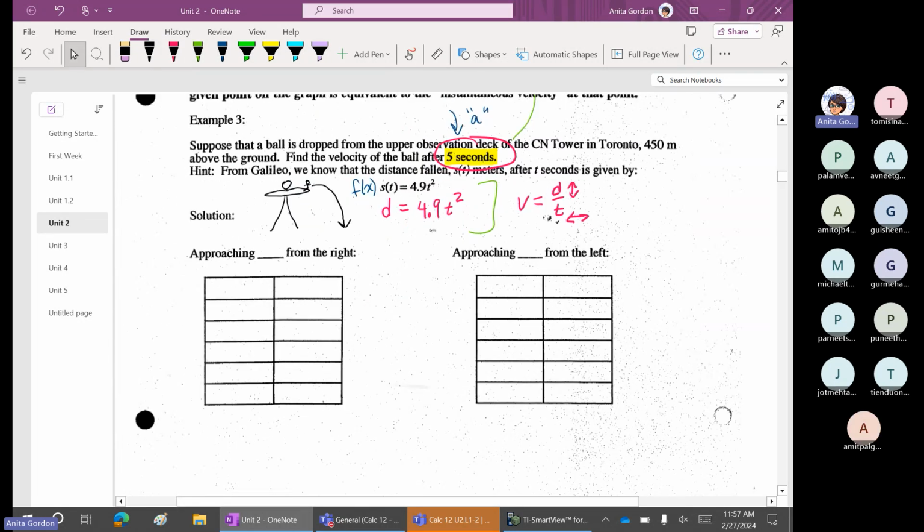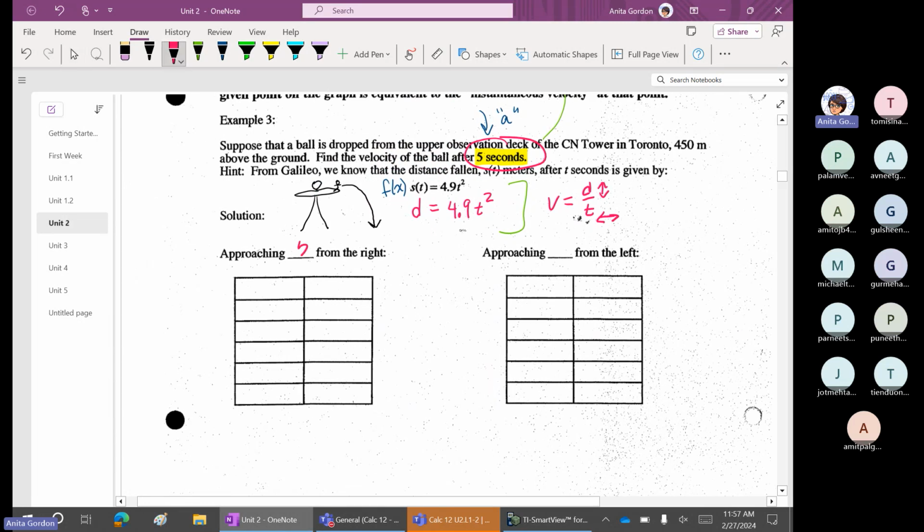So we are going to approach 5 from the right. So we're going to choose numbers bigger than 5 and get closer to it from the right side. So we're going to start with 6, 5.5, 5.1, 5.001, and so on. We don't want to touch 5. We just want to get very, very close to it.